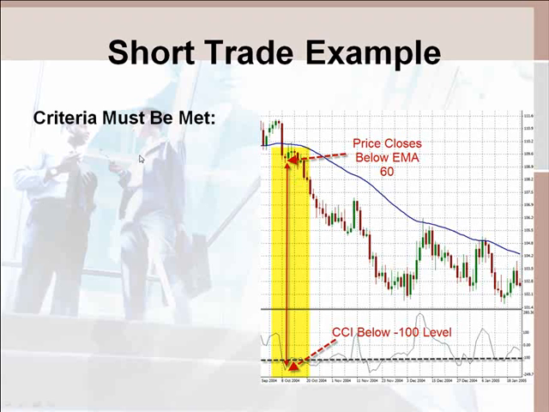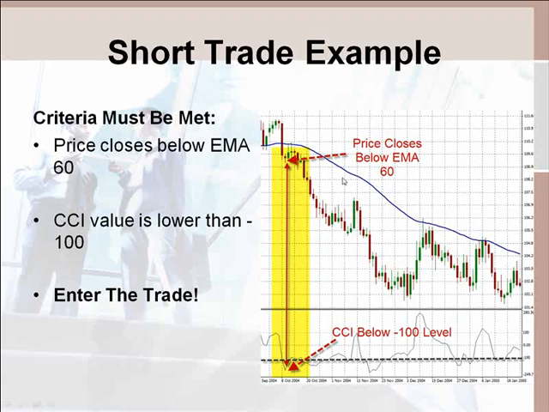We need two criteria to be met. The price must close below the EMA 60. So looking here, here's our EMA 60. And this is a daily chart, and the price has closed below the EMA 60. So our first criteria is then met. We then look at the CCI value at that same point in time.